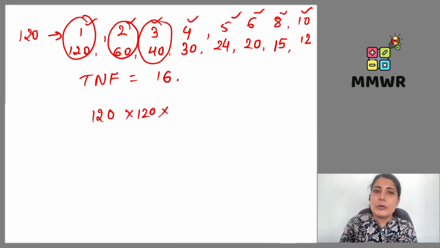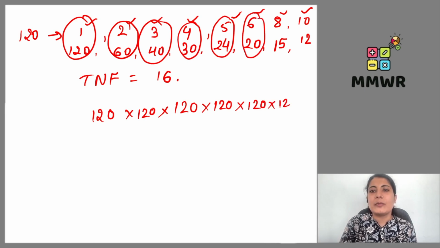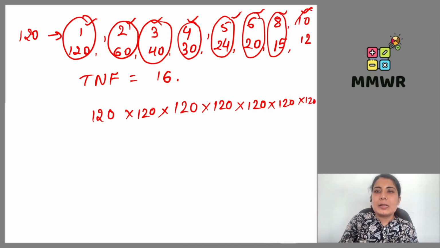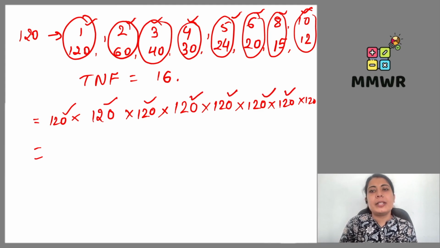Then 3 multiplied by 40, I got one more 120. Then 4 multiplied by 30 also gives me 120. 5 multiplied by 24 also gives me 120. 6 multiplied by 20 gives me 120. 8 multiplied by 15 gives me 120. And then 10 multiplied by 12 also gives me 120. So look how many times I got 120 here: 1, 2, 3, 4, 5, 6, 7, 8.